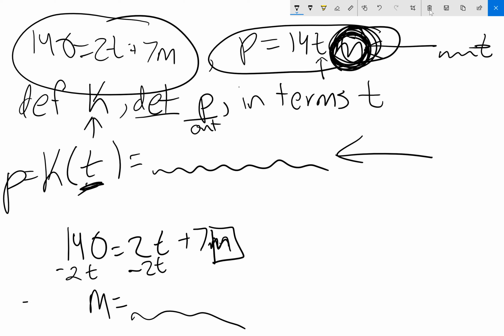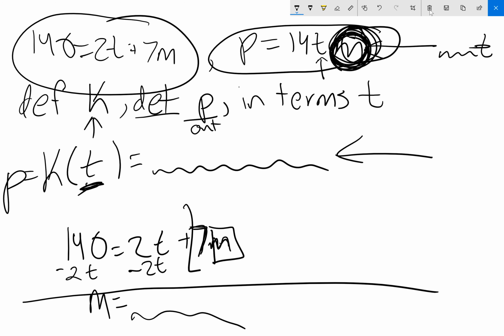Some of you might want to divide by 7, right? But see how this 7 is directly next to the m? So that's going to be the last to go. So think of it as a party. 7 is m's best friend. So everyone else is going to get kicked out first. So we need to get rid of that 2t. So we're going to subtract 2t from both sides.